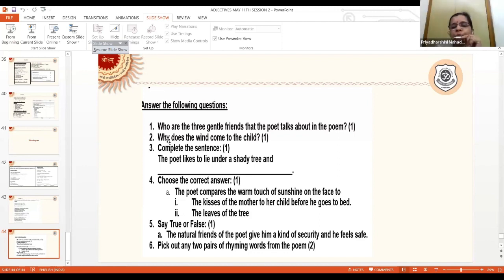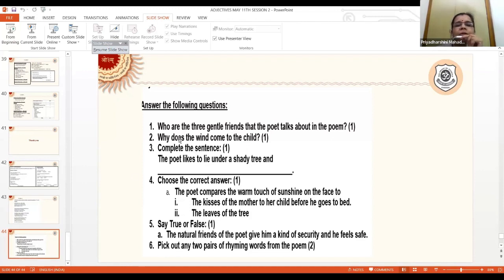Then in case of poem comprehension, you can always test them for rhyming words, or ask them to identify one particular word, or choose one antonym or synonym from the poem. That also is a part of the testing you can give. So WH questions, complete the sentence, choose the correct answer, true or false, rhyming words, or pick out the word from the poem which means the same as or which is the opposite of, or even you can test the past tense also. So those things you can test.